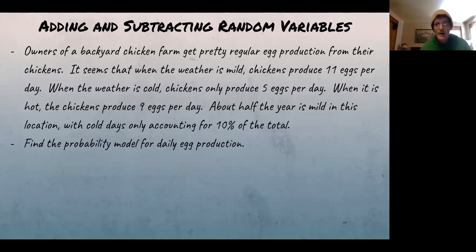All right, this is a random variable. We don't know on any given day how it's going to turn out. Now we've got a few different outcomes. So what are the outcomes here?